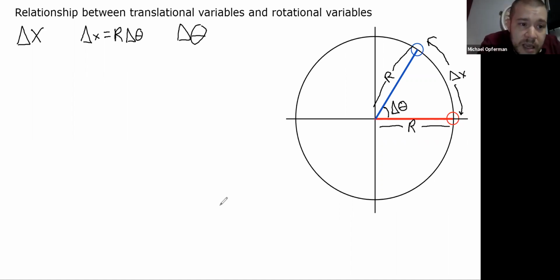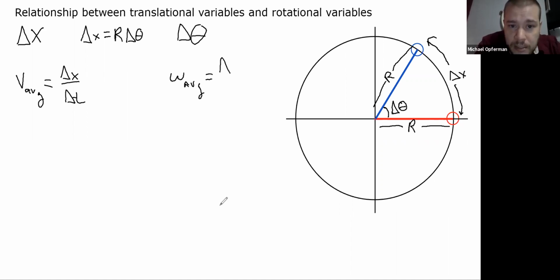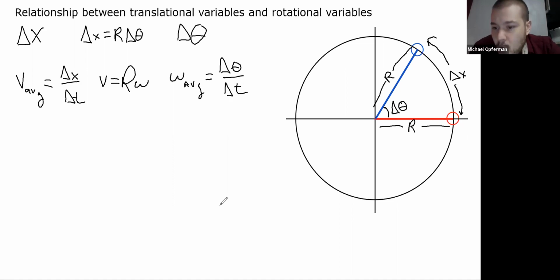Now, we know that velocity on average was delta x over delta t. Well, it's also true for angular velocity. Angular velocity is just delta theta over delta t in the same sense. V tells you how x is changing. Omega tells you how theta is changing. So because of that, since V average is delta x over delta t, and omega average is delta theta over delta t, and it's the same delta t in both cases, if delta x equals r delta theta, that means also V equals r times omega. The exact same relationship holds between velocity and angular velocity as the relationship between displacement and angular displacement.